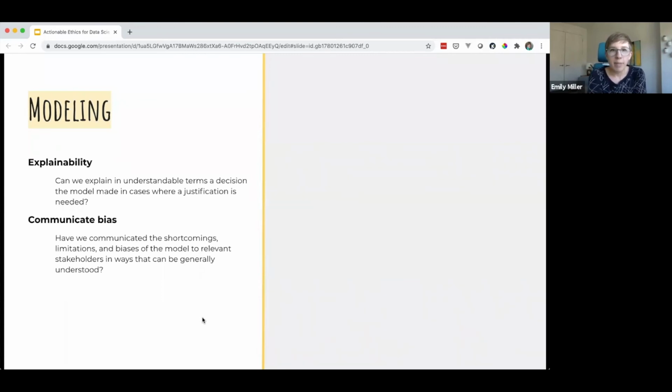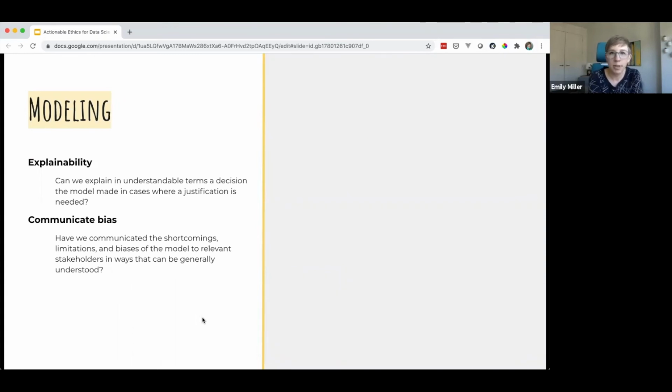We also want to think about explainability. So can we explain in understandable terms a decision the model has made in cases where justification is needed? Explainability has become especially important in healthcare, and for good reason, where there are certain sets of models that are much more explainable than others and become really important because we need to understand why certain models are making the decisions that they are, and it becomes not just about that predictive power.